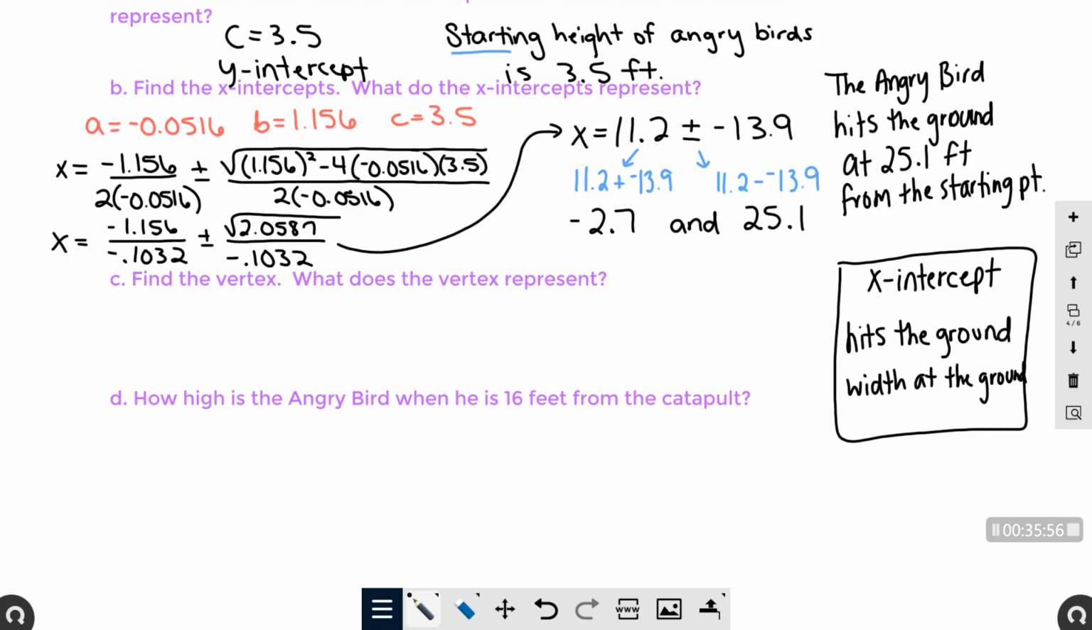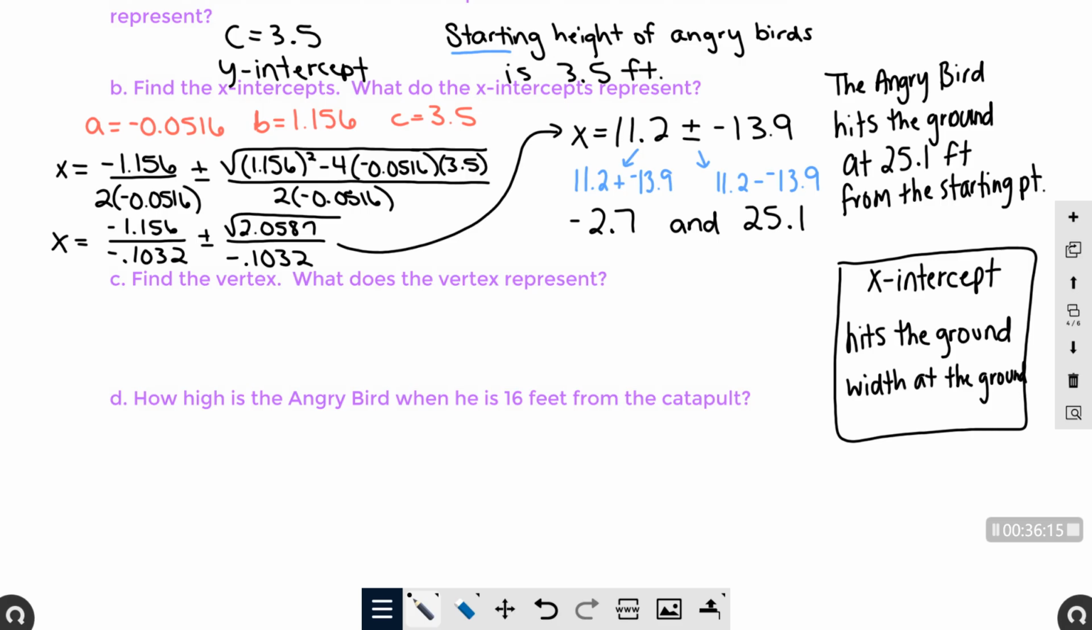Maybe the width of the parabola. We did widths of once. It's been a while back. Do you remember how to find the width of something if you have two x-intercepts? You add or subtract depending on what numbers that you have. So think about the distance from one to the other.